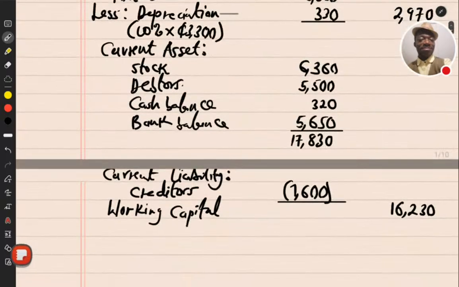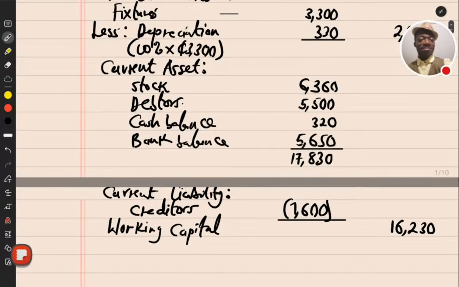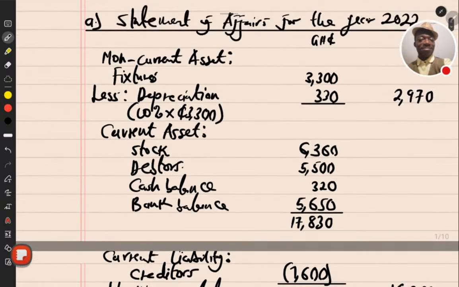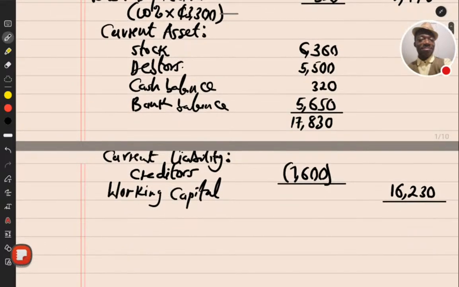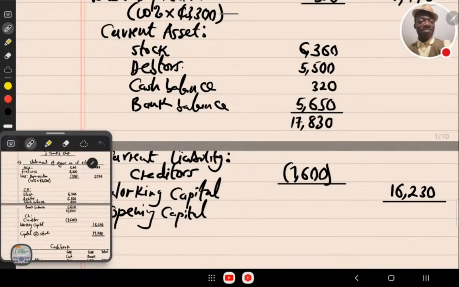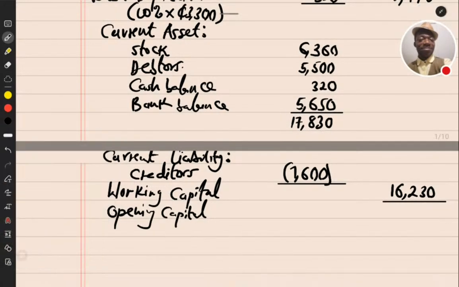So that means that if we are to add the working capital against that of what? The net book value for fixtures, that will give us what? The capital at start. That is the opening capital. So let me write opening capital. So the opening capital, we add the two, supposed to get 19,200.